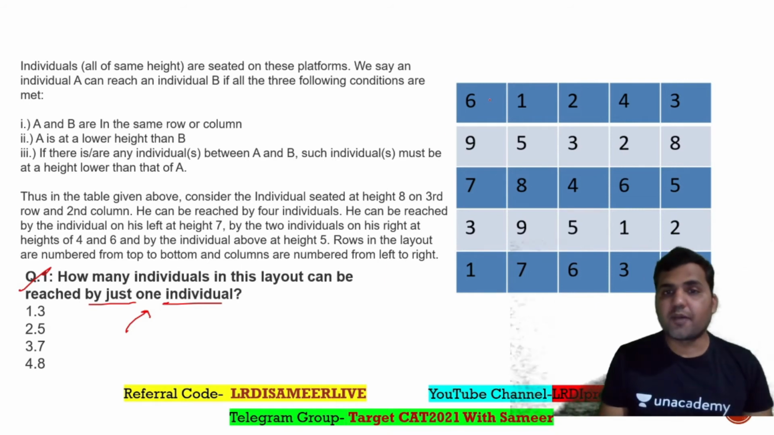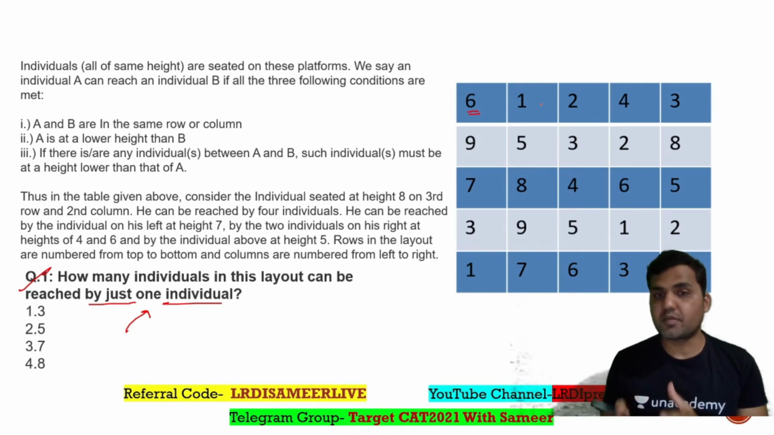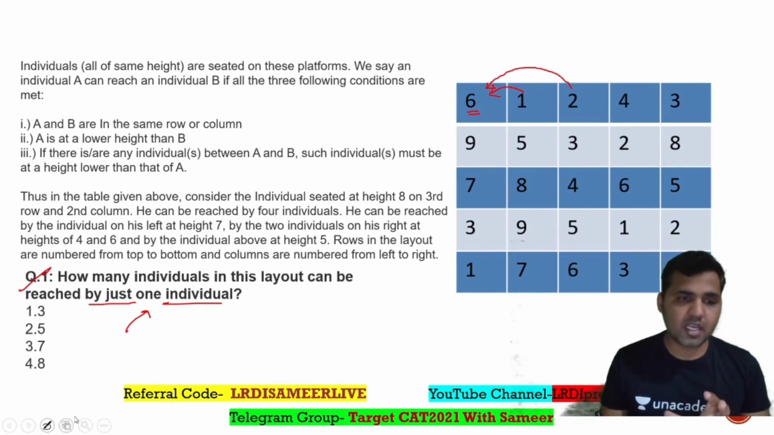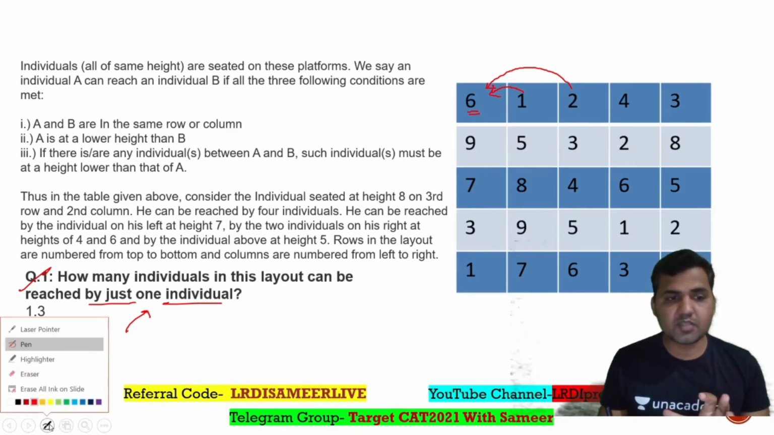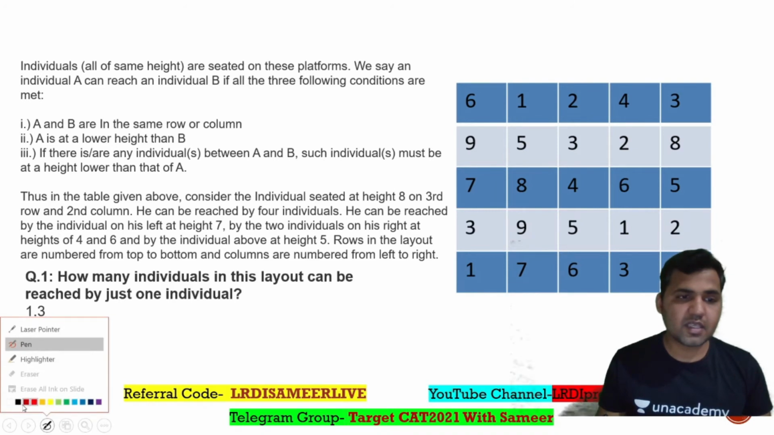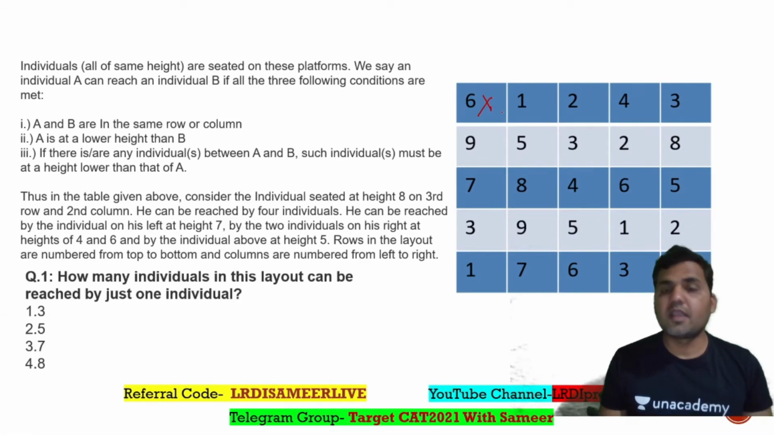Now, if you look at the person sitting at 6, 6 can be reached by 1, right? Because someone who is approaching 6 must be at a lower height as compared to 6. 6 can also be reached by 2. I'm looking for the individual who can be reached by just one individual. So 6 is not part of the answer, right? You can say that 6 is eliminated.